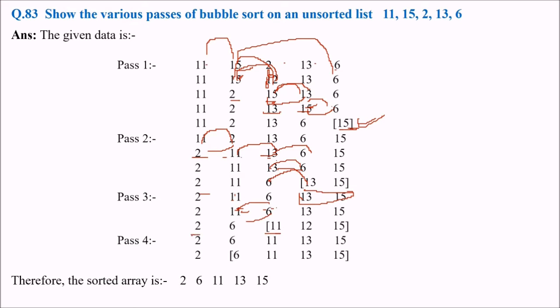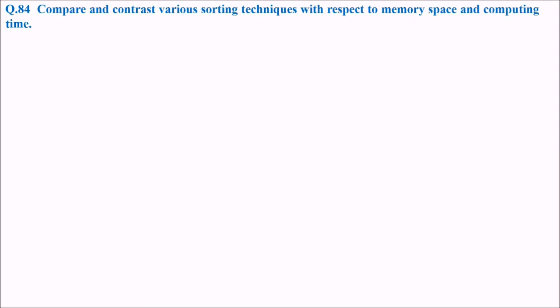11 will come here. So after only one exchange, 11, 12, 15 will have their positions. Last, 2 and 6, which is greater? Of course, 6 is greater, so there will be no swap. The values will be in sorted order. This is bubble sort for you.